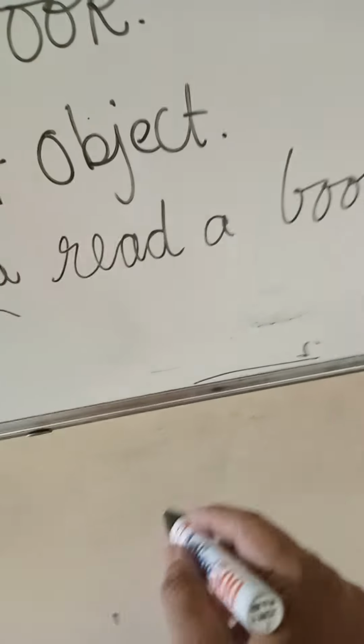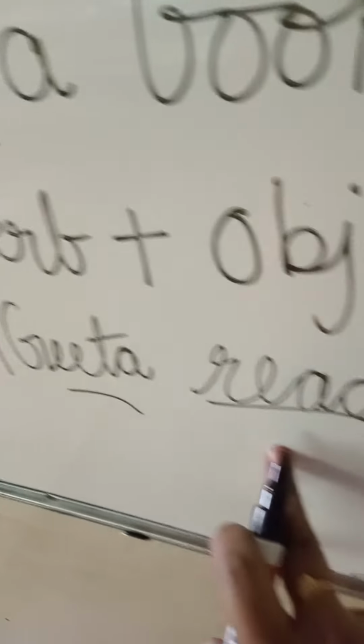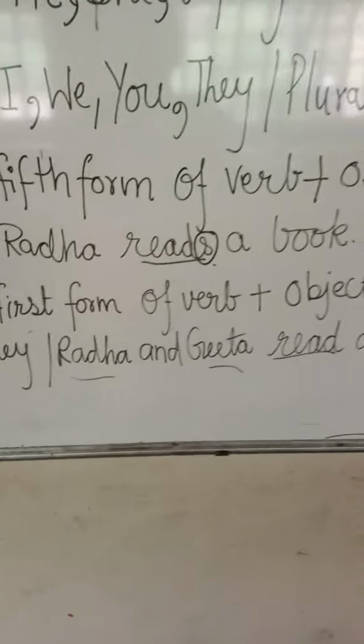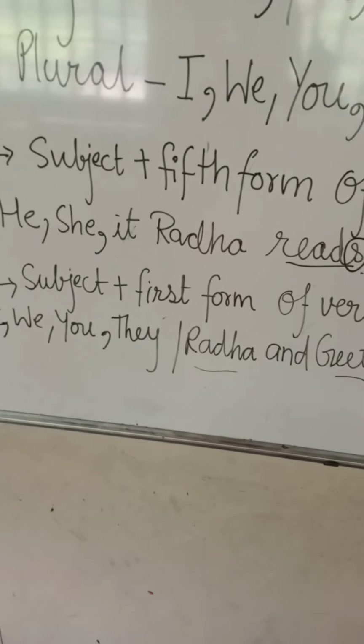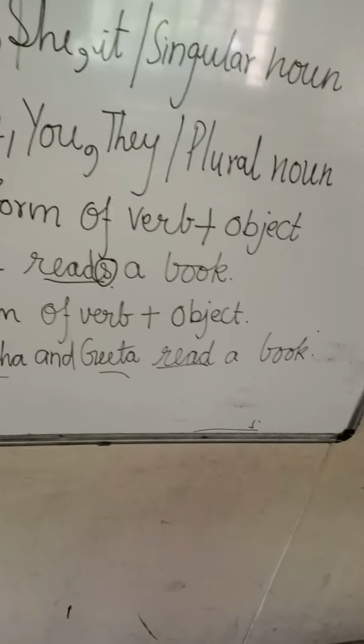So you have seen here the verb. Read is a verb, and here this verb is the first form of verb. A book. So children, in the structure of simple present tense, with the singular subject we use the fifth form of verb, and with the plural subject we use the first form of verb.